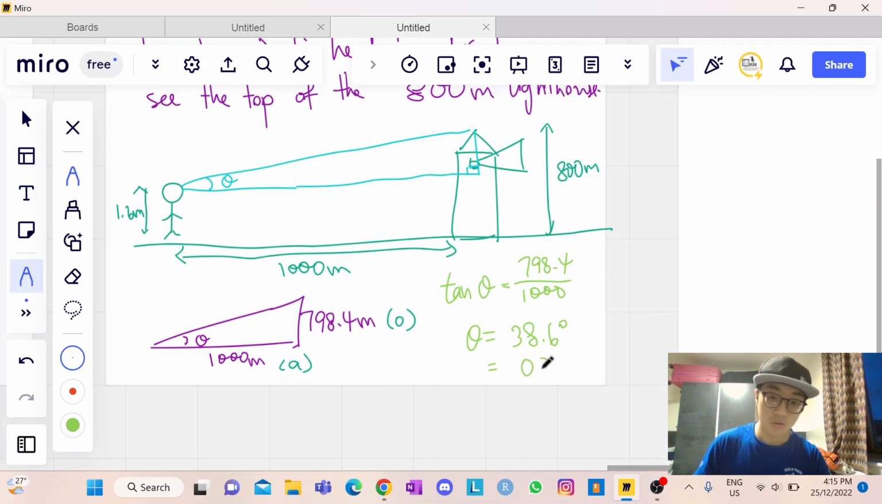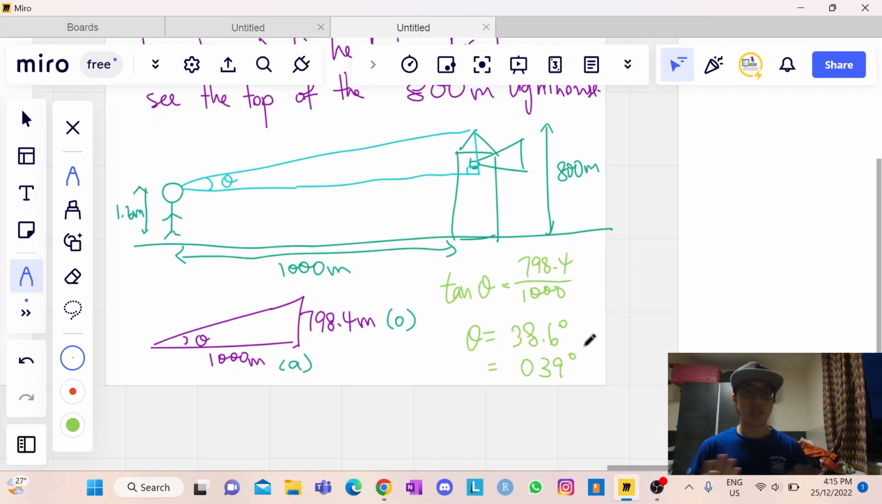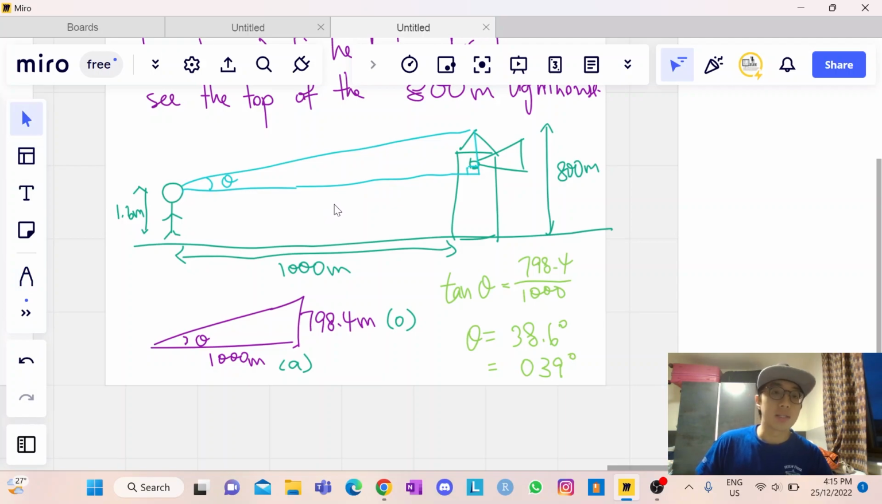All right, and if the question asks you to write in terms of bearing, then it's going to be 039 degrees. So it really depends whether the question wants you to write in bearings or whatnot, considering it's the north or anything. So you're just gonna write that. So this is how you use the tangent, the cah soh toa and stuff.